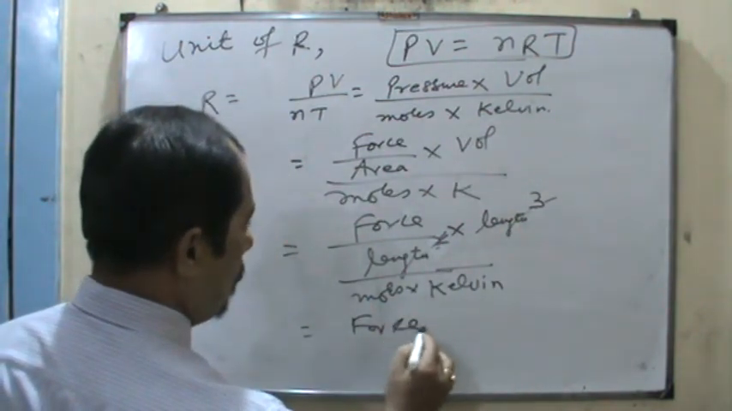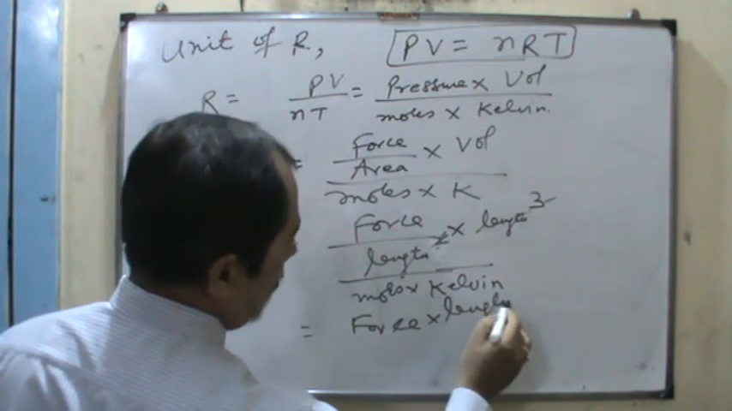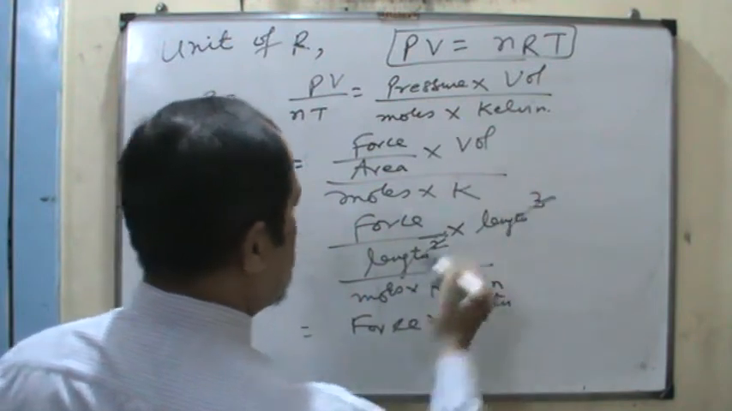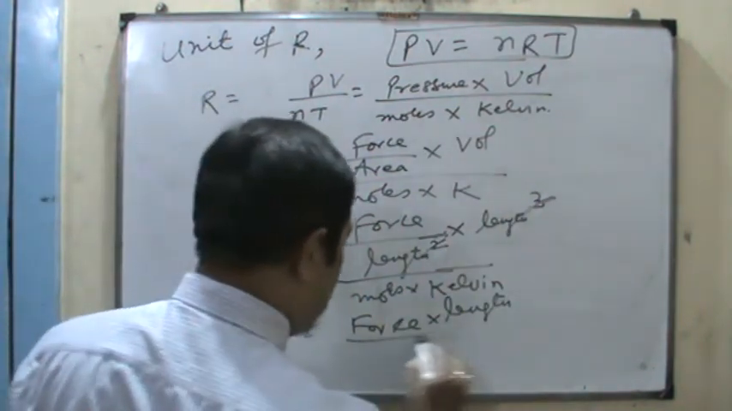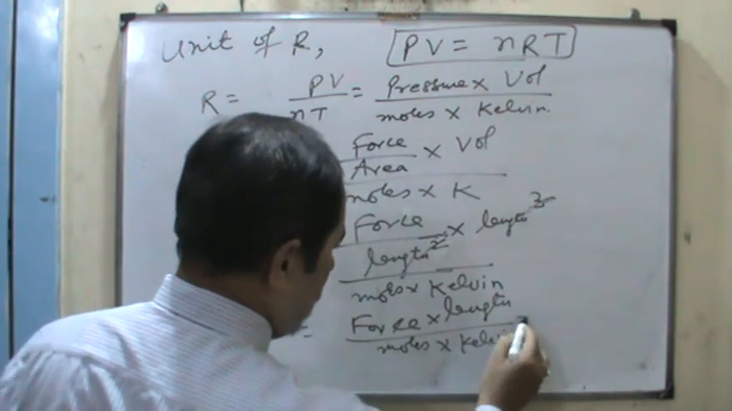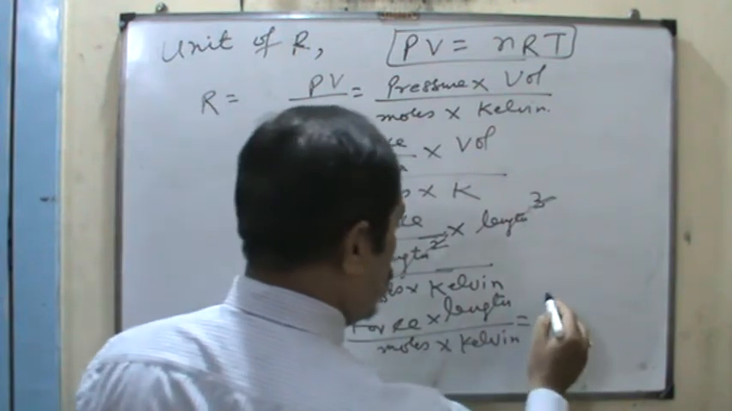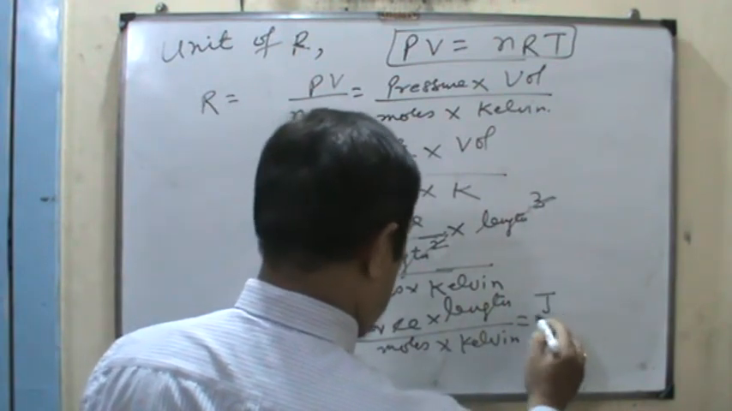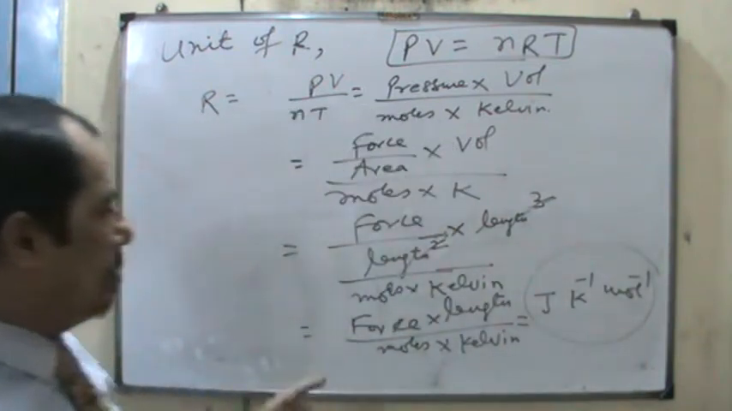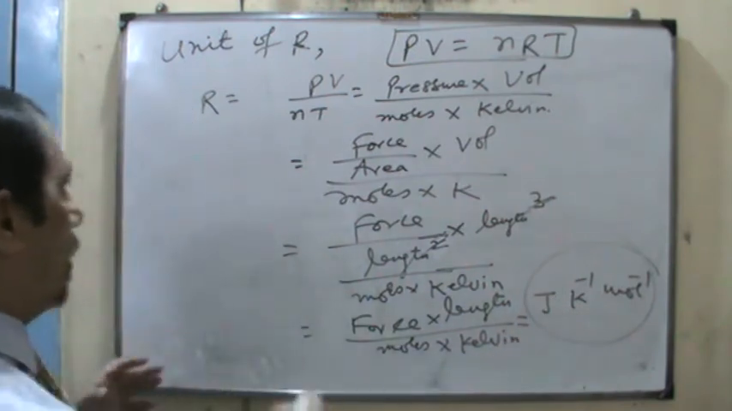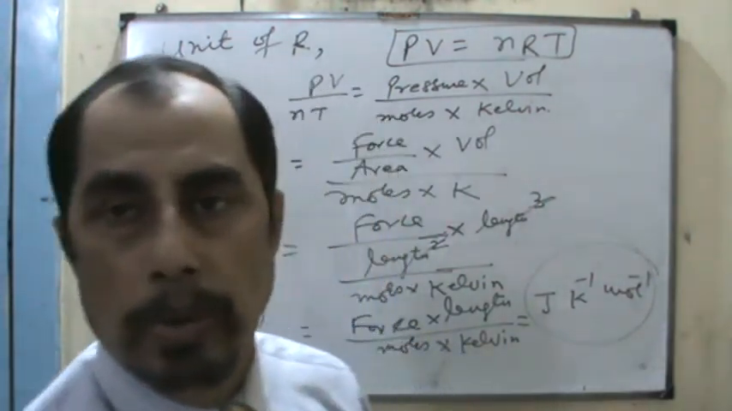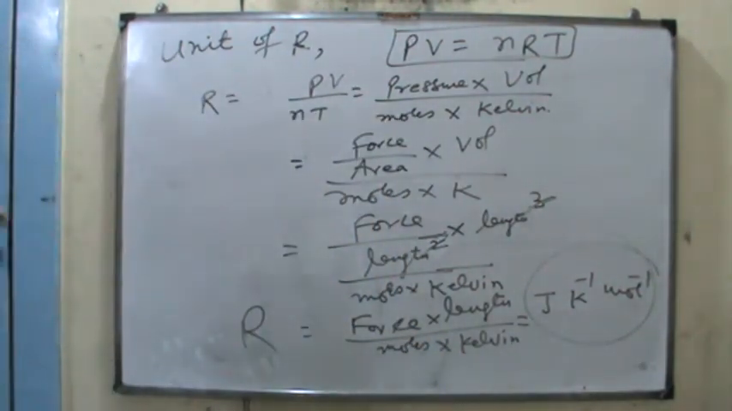Force into length, right? It is actually 2 in the denominator and 3 in the numerator. So force into length upon moles into Kelvin. Force into length is equal to joule, work done. So R is equal to joule per Kelvin per mole. This is the unit of R.